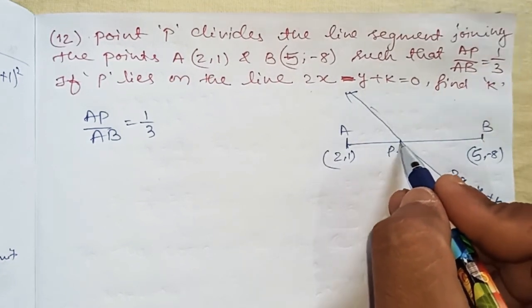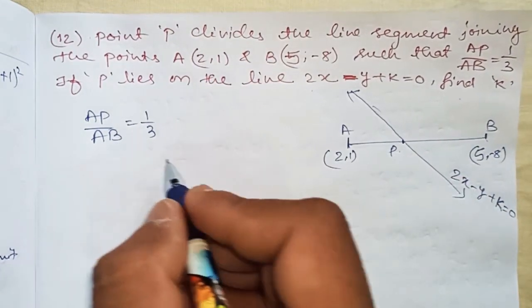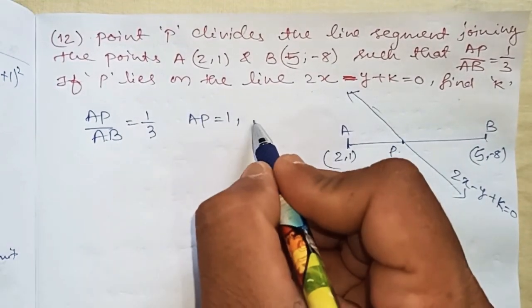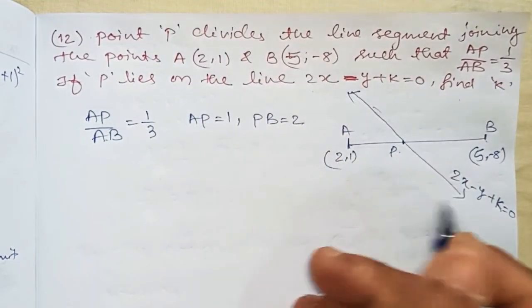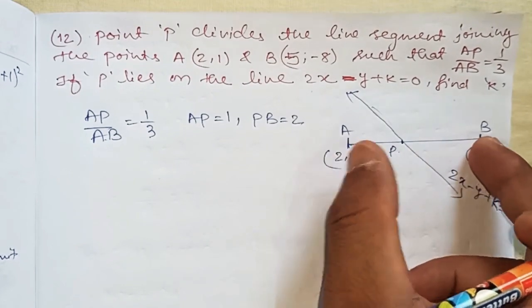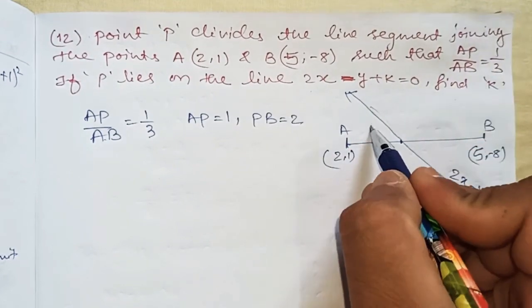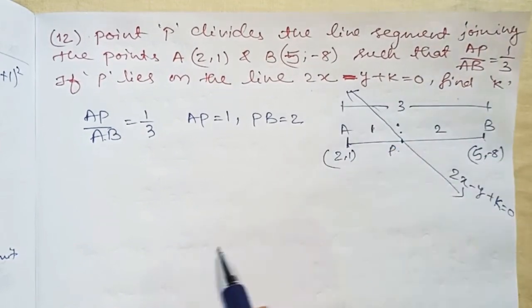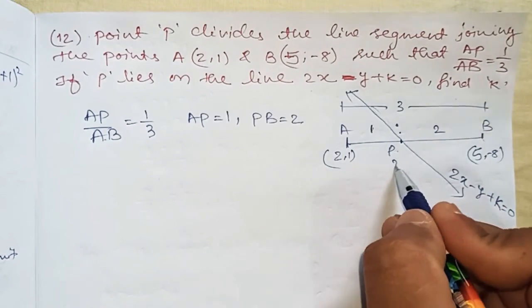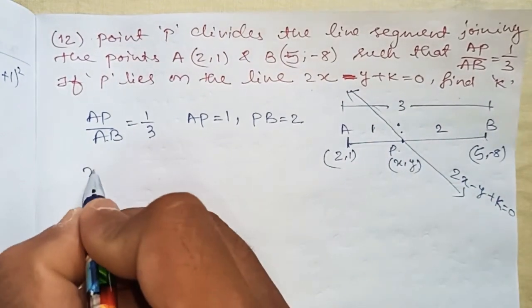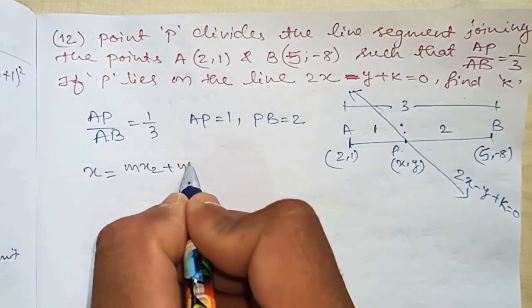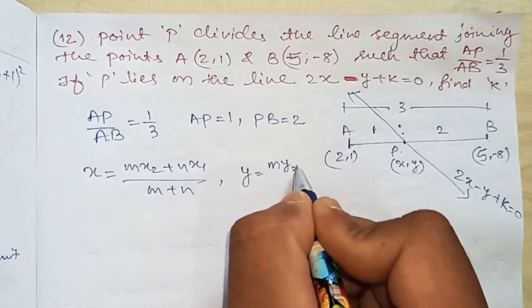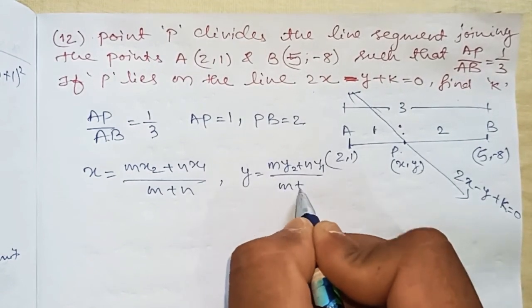So what is the ratio? The ratio is given, AP by AB is 1 by 3. So if AP is 1, AB is 3, that means PB equals 2, because if this is 1, total is 3, so this part will be 2. So the ratio is 1 to 2 because total is 3. First we will find the coordinates of P: x equals mx2 plus nx1 by m plus n, and y equals my2 plus ny1 by m plus n.